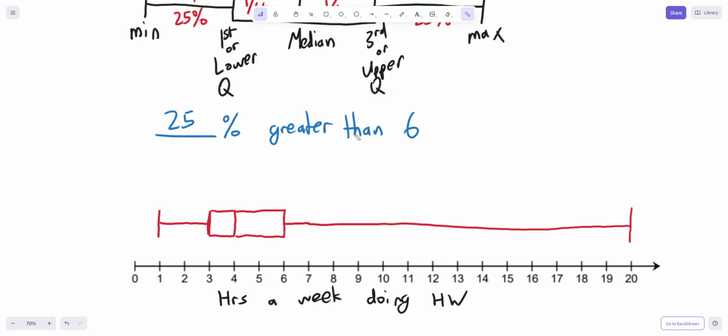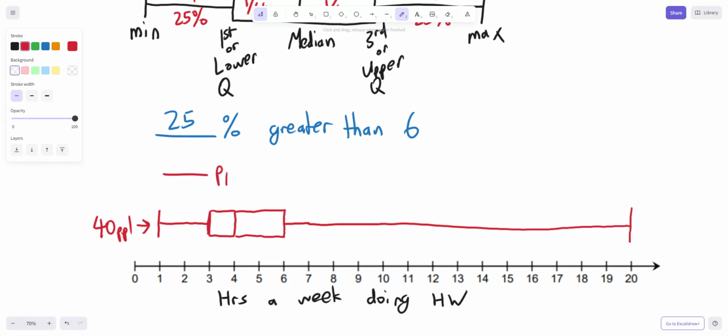Okay, and if I said this box plot represents, let's say, 40 people, the question could be how many people do more than 3 hours?